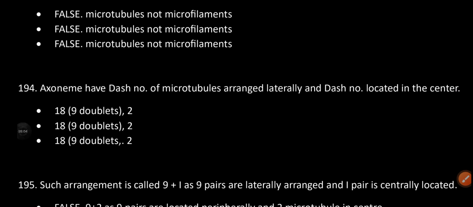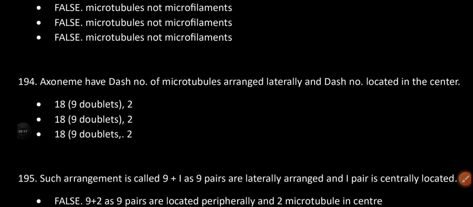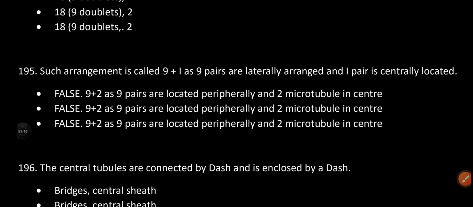Axoneme has dash number of microtubules arranged laterally and dash number located in the center. 18, 9 doublets, 2. Such arrangement is called 9 plus 1, as 9 pairs are laterally arranged and 1 pair is centrally located. False, 9 plus 2, as 9 pairs are located peripherally and 2 microtubules in center.